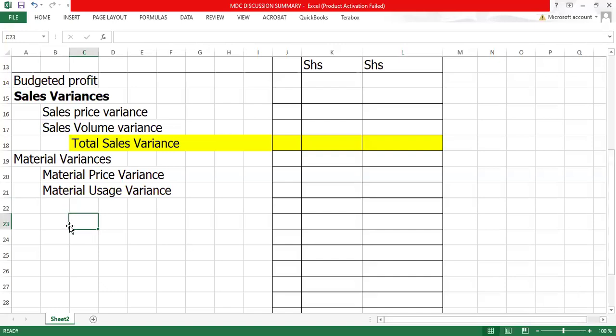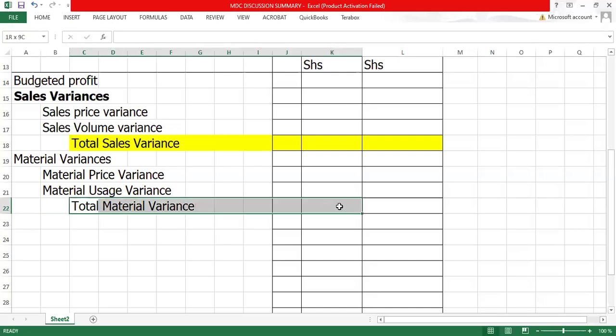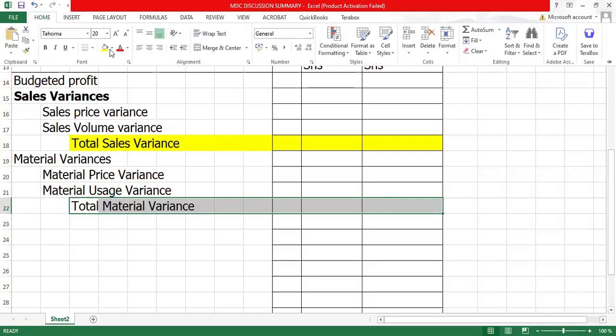Because in the process of producing those dresses, there could be some negligence. There could be some inefficiencies. Okay, so if you have that, you add and get the total material variances. The total material variance. So you add the material price and material usage.